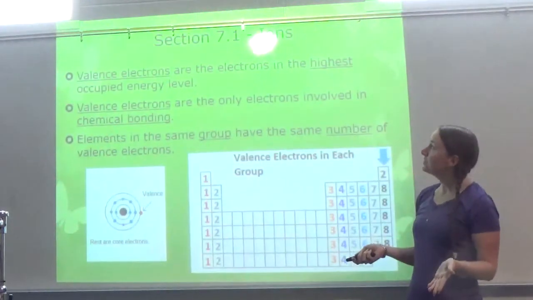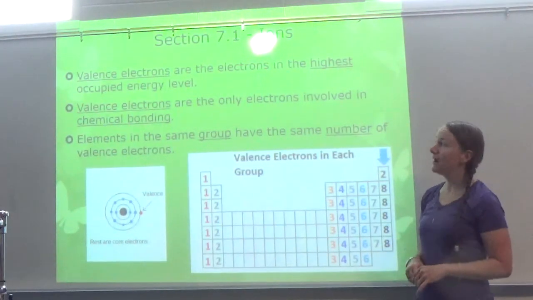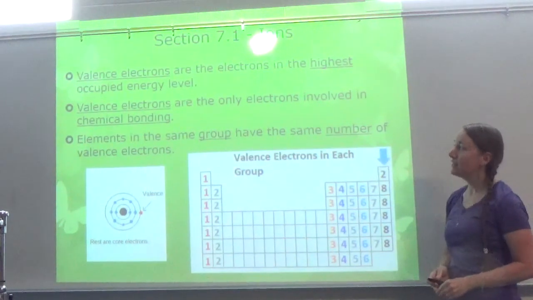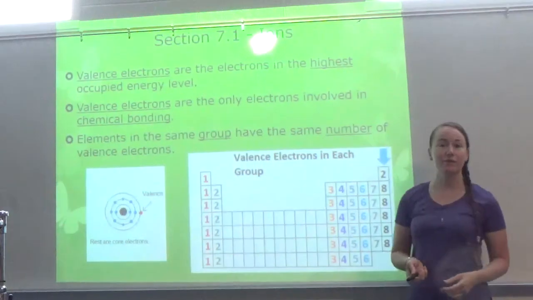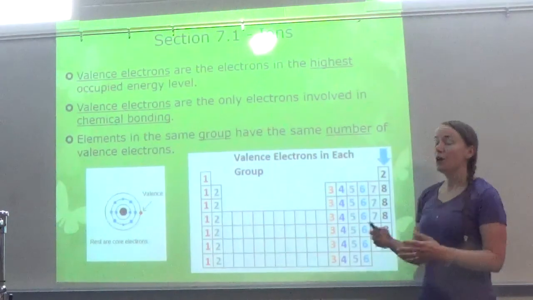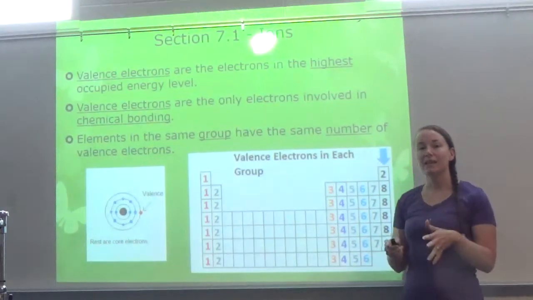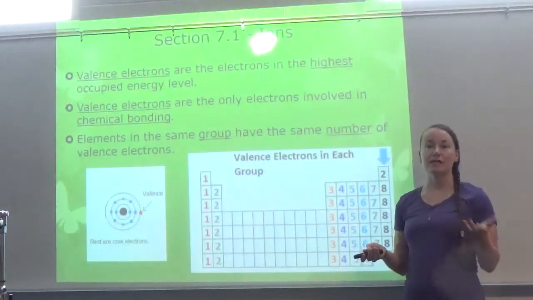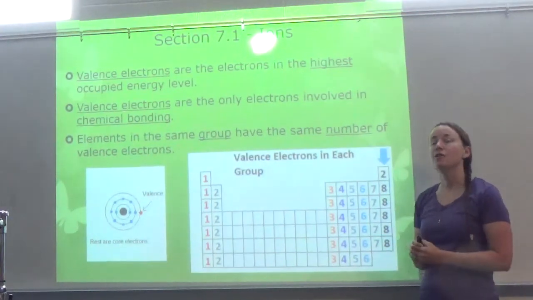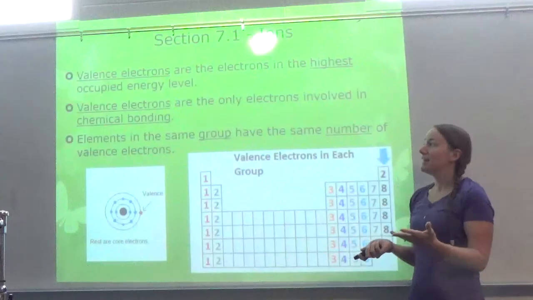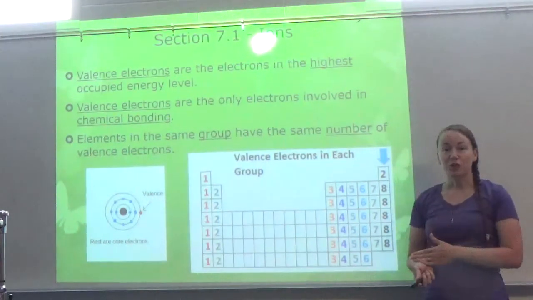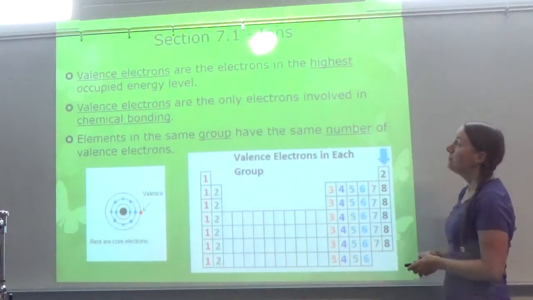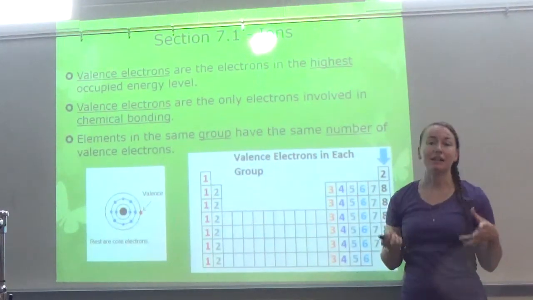So, valence electrons are electrons in the highest occupied energy level. Valence electrons are the only electrons involved in chemical bonding, and elements in the same group have the same number of valence electrons. Alright, so we know that atoms have the same amount of electrons as they do protons, their atomic number, as long as they have not become an ion yet. So for example, boron has 5 protons, so it has 5 electrons. That doesn't necessarily mean, though, that it has 5 valence electrons. Valence electrons are in the highest occupied energy level.